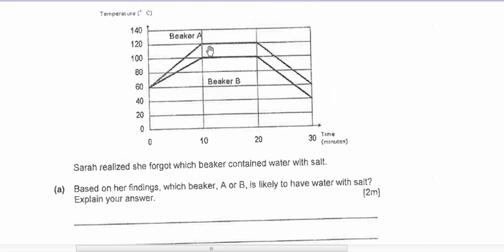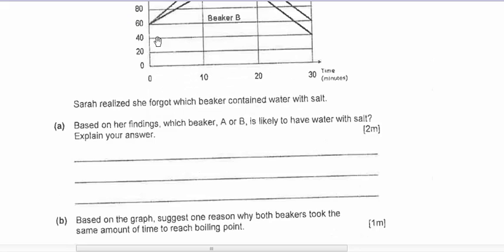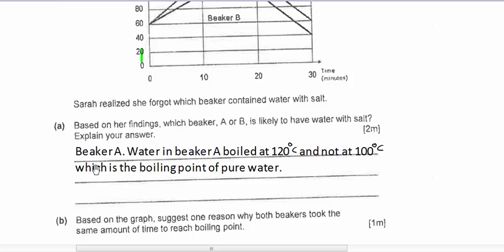So which one do you think is the one that will have salt? Definitely beaker A. Why? Because we learned that salt is an impurity, and impurities will affect the boiling point of water. It will either make it higher or lower. So this is how you will explain your answer. Beaker A is your answer, because the water in beaker A boiled at 120 degrees Celsius and not at 100 degrees Celsius, which is the boiling point of pure water.